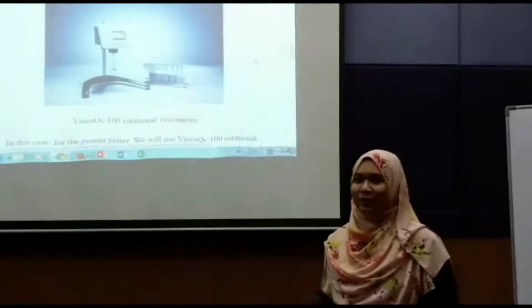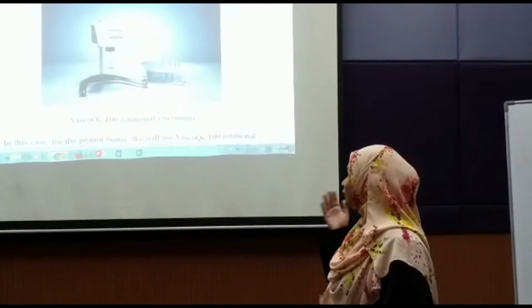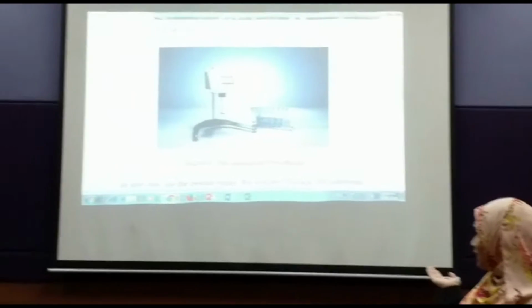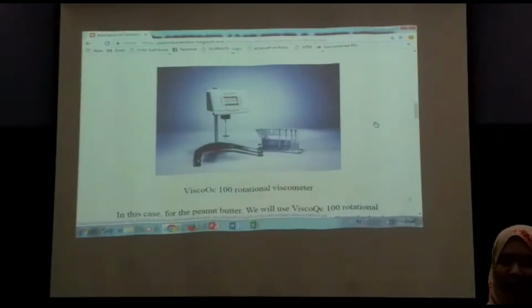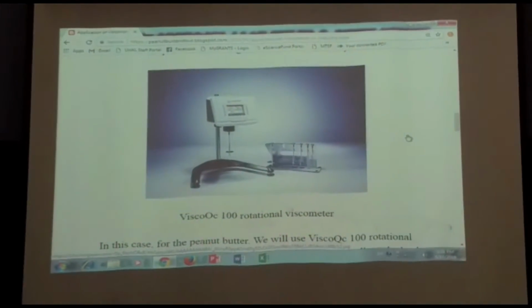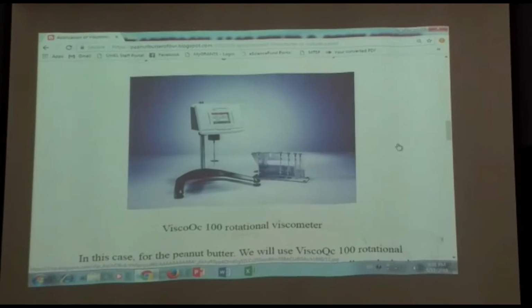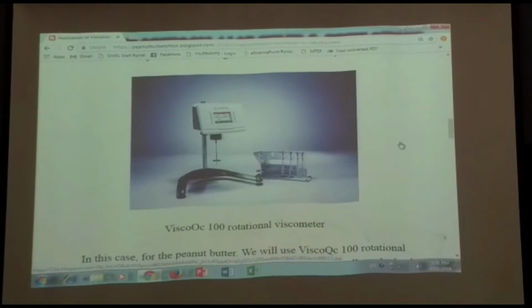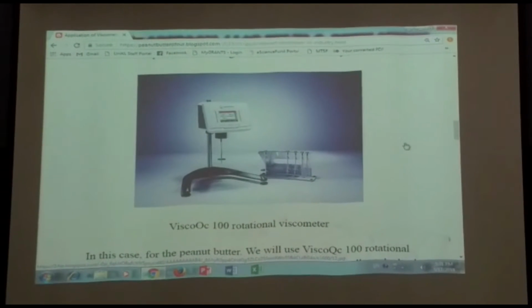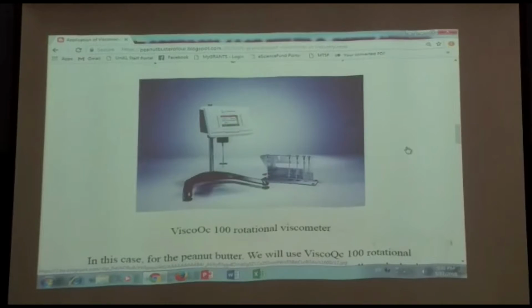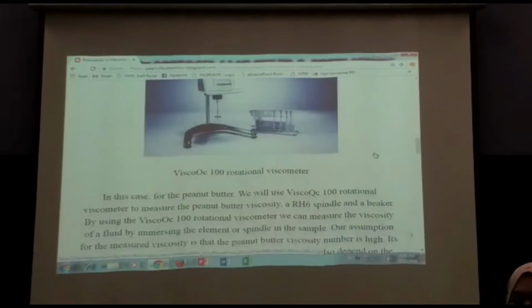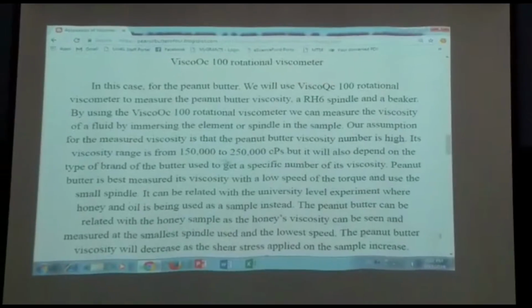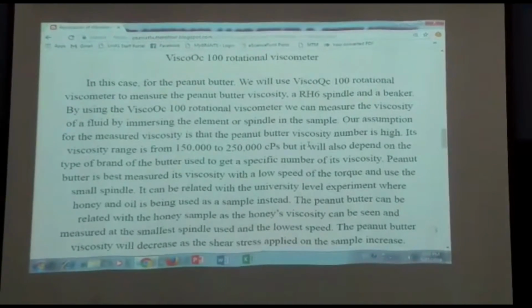For the case that we are studying, we will be using a Visco OC100 rotational viscometer to measure the peanut butter viscosity, with an RH6 spindle and a beaker. By using this viscometer, we will be able to measure the peanut butter viscosity by immersing the element or spindle in the sample. The assumption is that the peanut butter viscosity number is high.